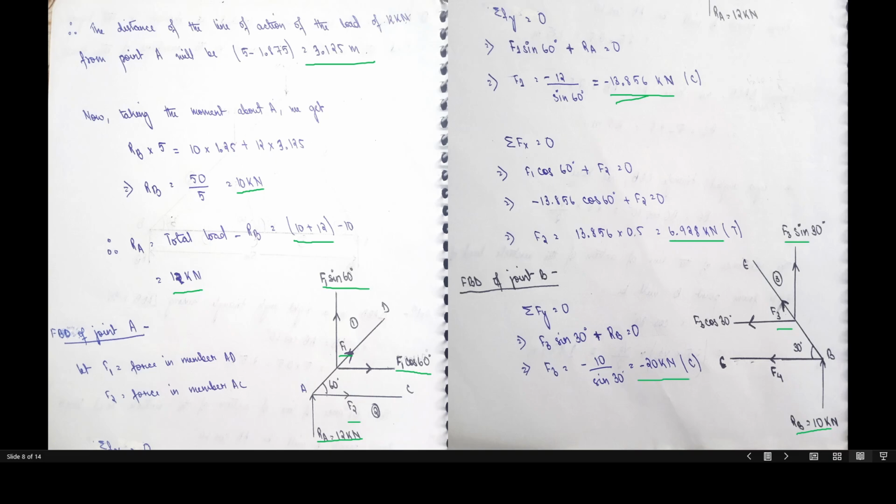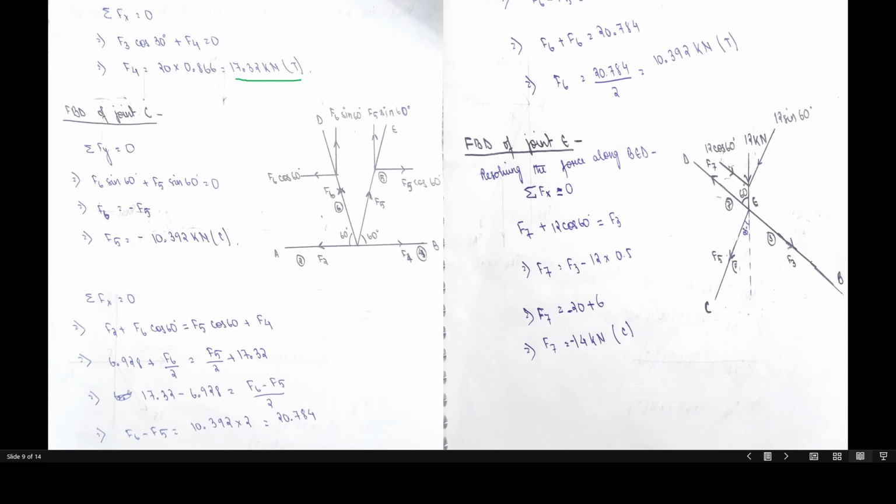It's negative, so we simply write it's in compression. Next, we'll solve for the horizontal forces. F3 cos 30 degree and F4 are the two horizontal forces and in the same direction. So it will add up and we will get the value of F4. That is nothing but 17.32 kilonewton, and it's positive, so we simply write it's in tension.